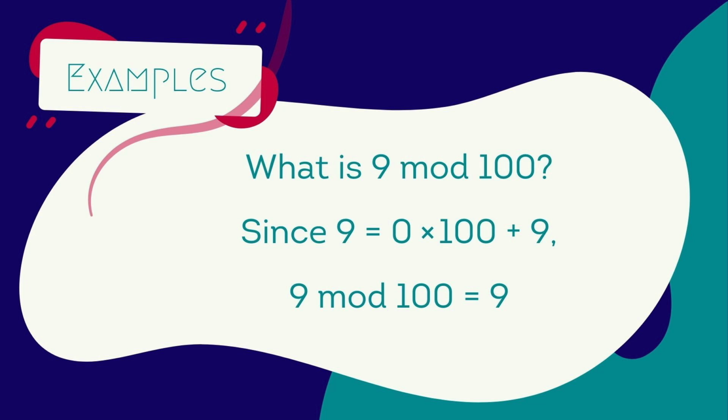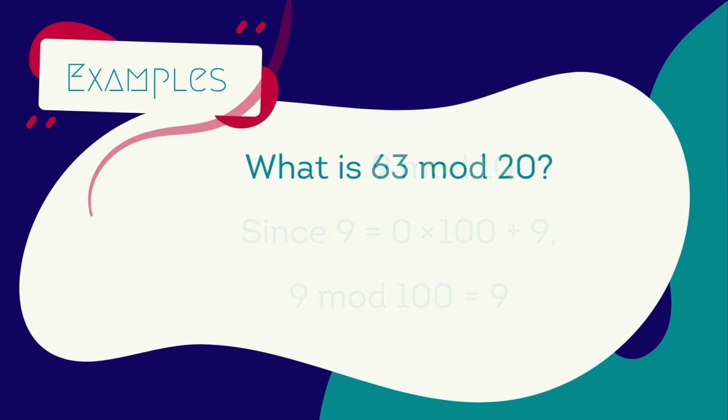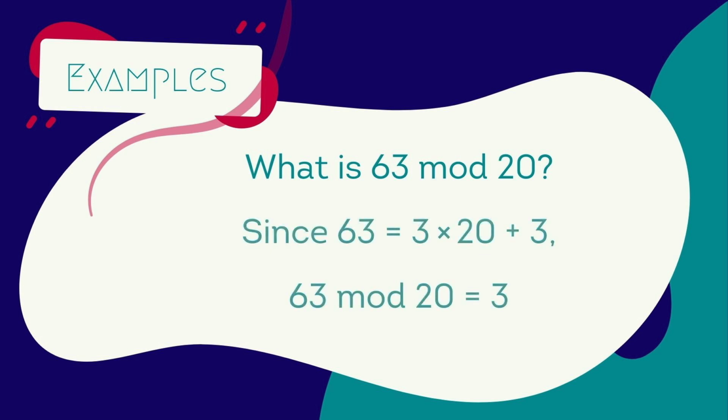The examples are, of course, more interesting when the modulus is smaller than the number that we start with, and we're going to look at another example like that. Let's look at 63 mod 20. 63 is 3 times 20 plus 3, so the remainder is 3, and thus 63 mod 20 is 3.